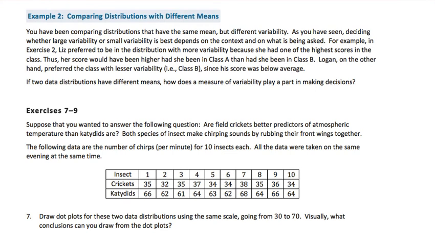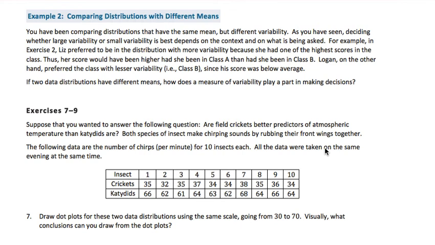You've been comparing distributions that have the same mean but different variability. As you've seen, deciding whether large variability or small variability is best depends on the context and on what is being asked. For example, in exercise 2, Liz preferred to be in the distribution with more variability because she had one of the highest scores in the class. Thus, her score would have been higher had she been in Class A than had she been in Class B. Logan, on the other hand, preferred the class with lesser variability, which was Class B, since his score was below average. If two data distributions have different means, how does a measure of variability play a part in making decisions?